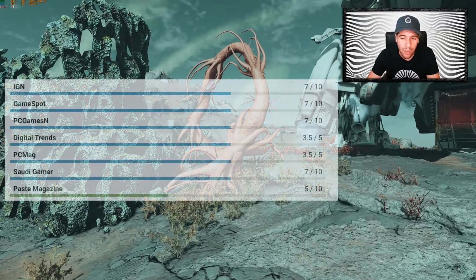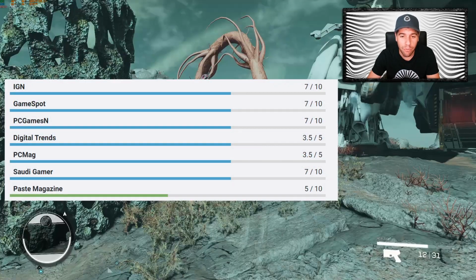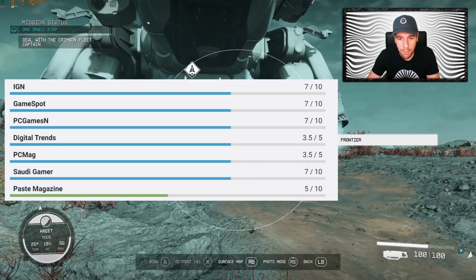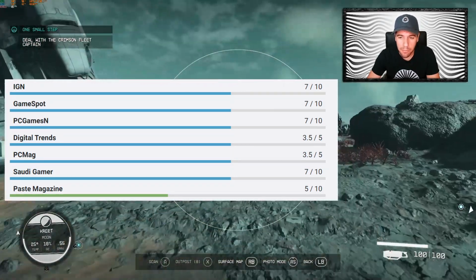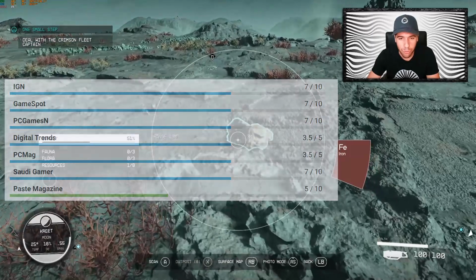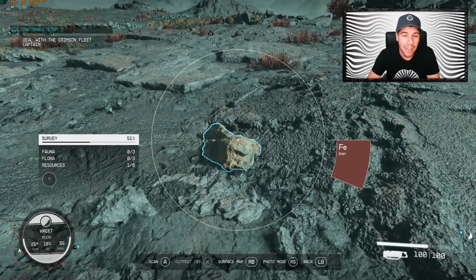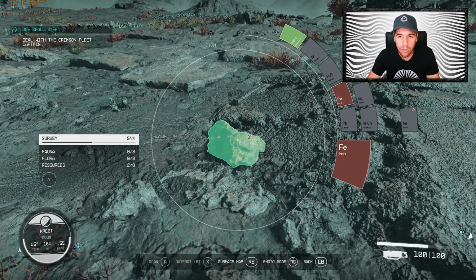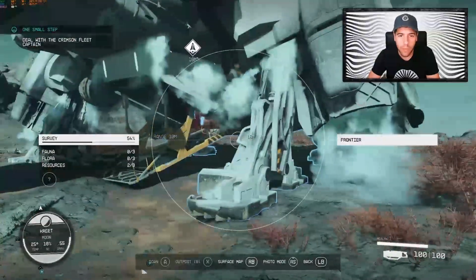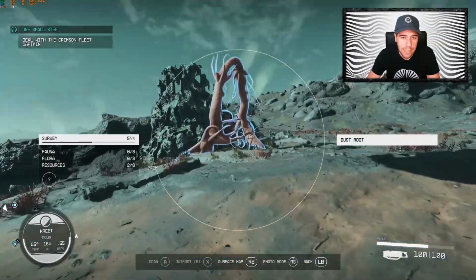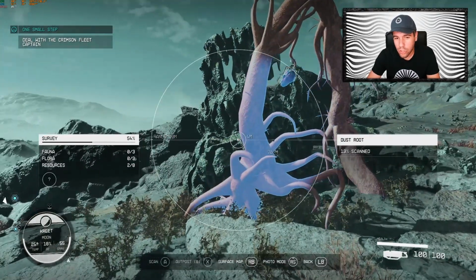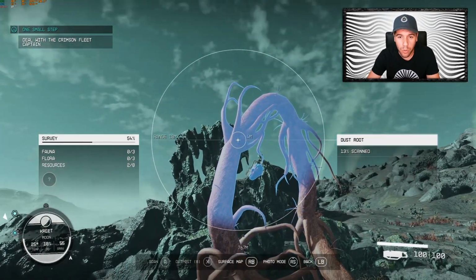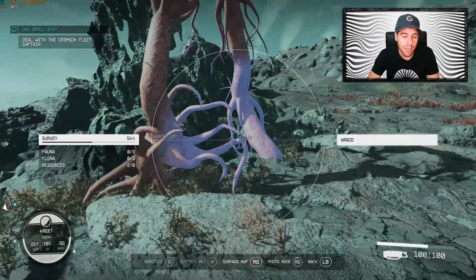The following news outlets are responsible for those 7 reviews: IGN, GameSpot, PC Gamer, Paste Magazine, Saudi Gamer, PCMag, and Digital Trends. So what exactly does that mean? It means that these particular news outlets are not in tune with the rest of the reviewers. This isn't to say that what they are saying isn't important, but that their scores just don't really fall in line with what the majority of the other reviewers believe.